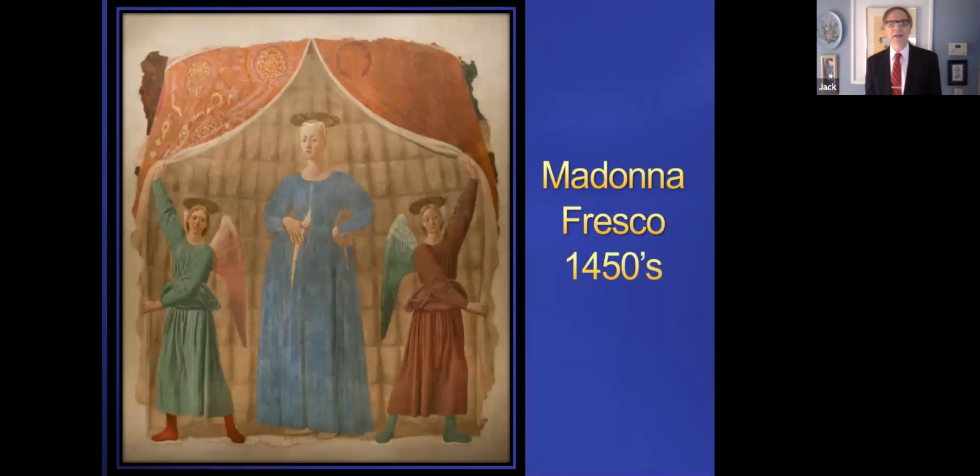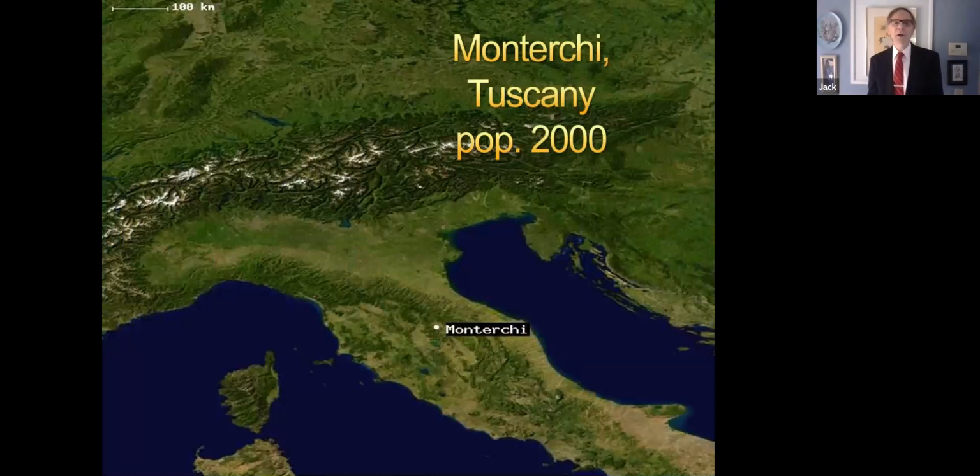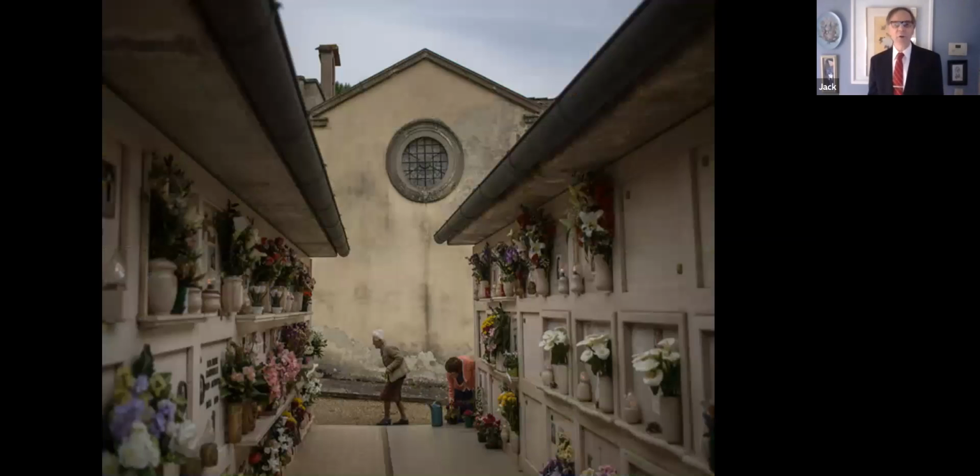It's called the Madonna Frescoes, and it was painted in the 1450s. It exists in a sleepy little village over in Tuscany called Monasci. A very small village up there in northern Italy, it barely has 2,000 people. And they have this particular fresco in an old church that's sitting there.